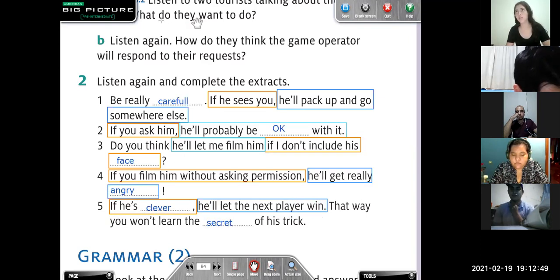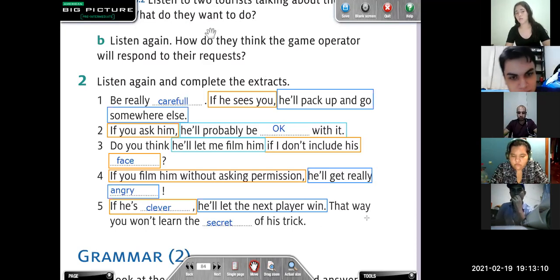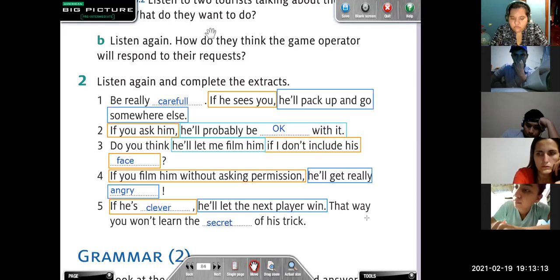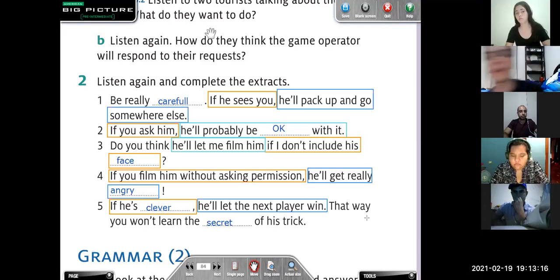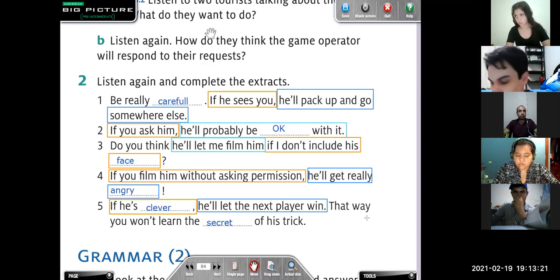Very good. Now, in these conditional sentences, I want you to underline the verbs. The verbs in the condition and the verbs in the result. Okay? Underline the verbs. Tell me, please, Hugo, what is the verb in the first conditional sentence? Number 1.